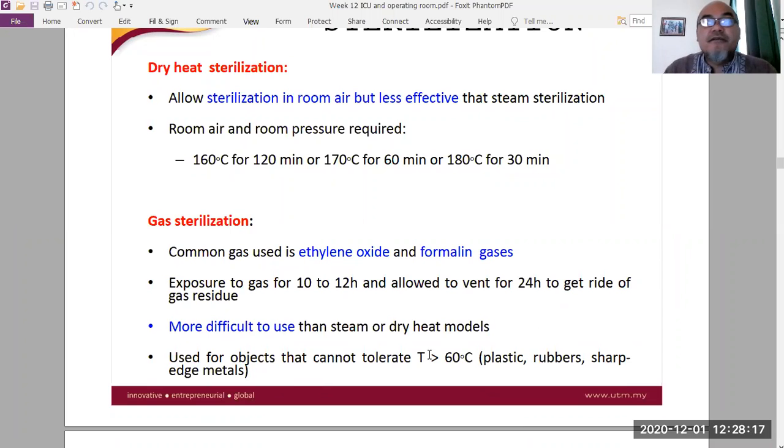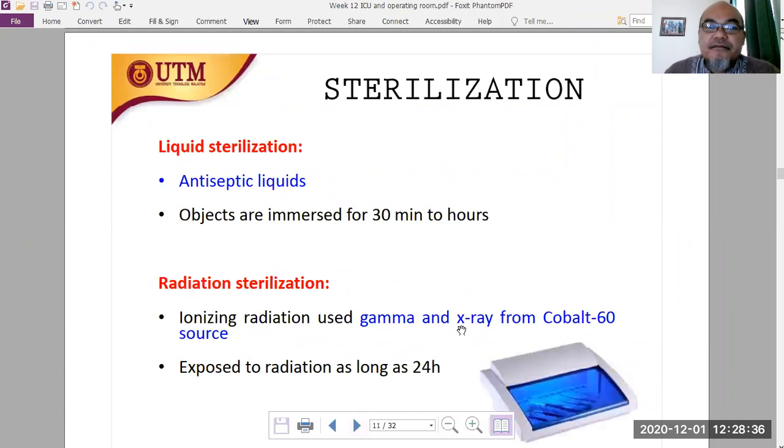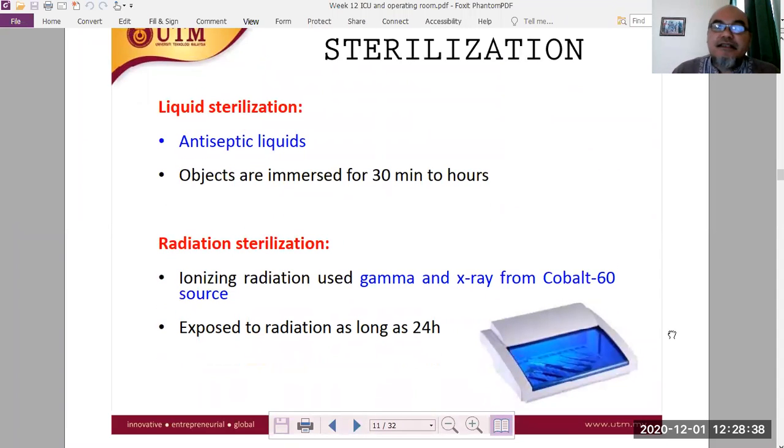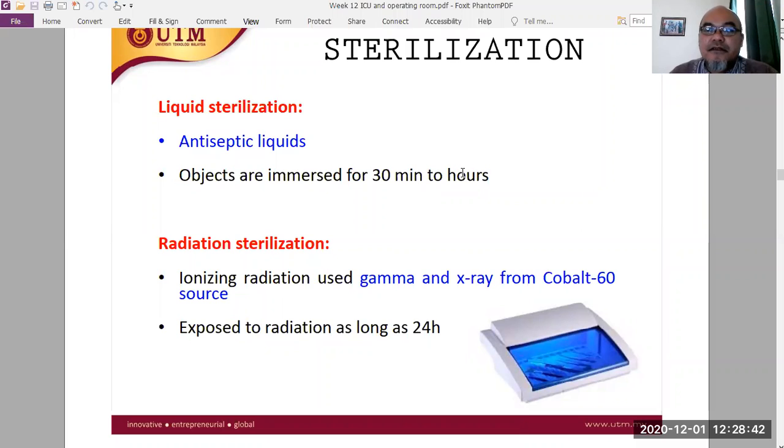Remember, you already have biomaterials, right? There will be elongation, etc. Deformation happens in the structure of the knife or in the plastic or rubbers. So to avoid such destruction of the object, we use gas sterilization. Liquid sterilization uses antiseptic liquids. Objects are immersed for 30 minutes to hours inside the liquid.